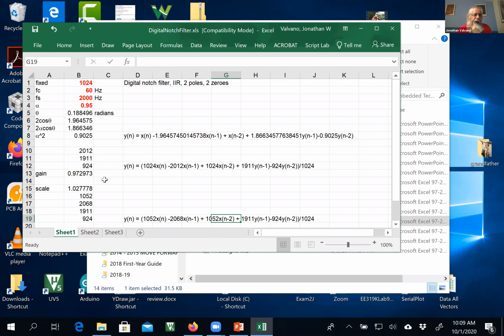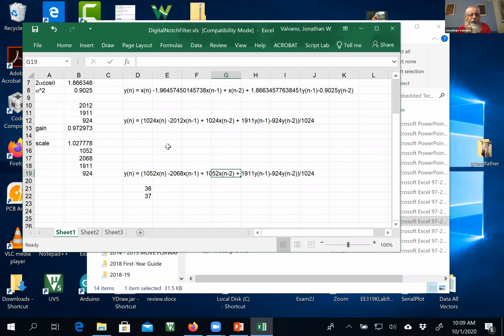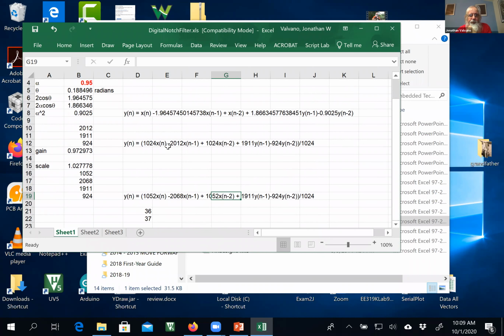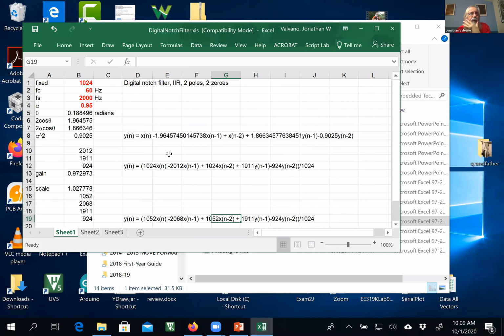Again, not too scary. This one's got five multiplies. One, two, three, four, five, four adds. But this approach to producing a 60 hertz notch filter is pretty robust in terms of sampling faster than 60 and then cutting it out.